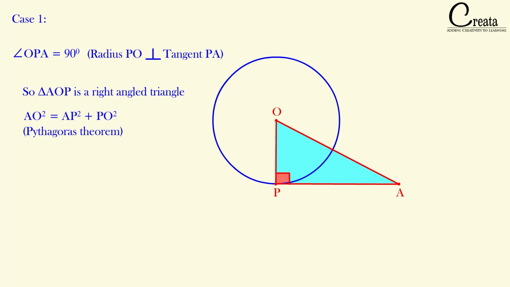Based on this concept, you will see the small questions in the examination, and also based on this concept, you will be able to solve the big question. So keep in mind, whenever you are having a tangent and the radius, you will be able to form a right angle triangle and you can apply the Pythagoras theorem. Let's move to next case.